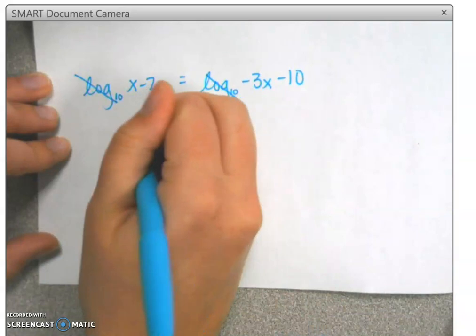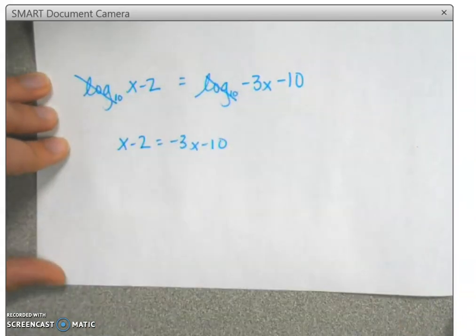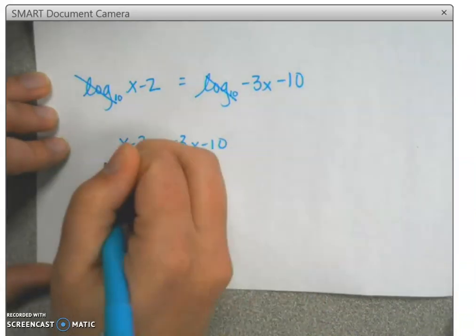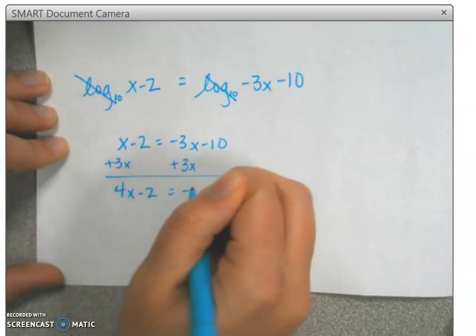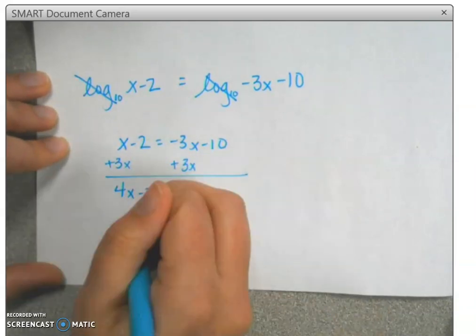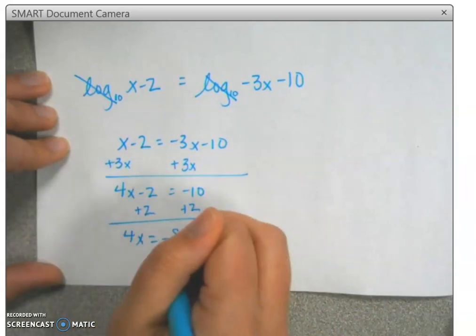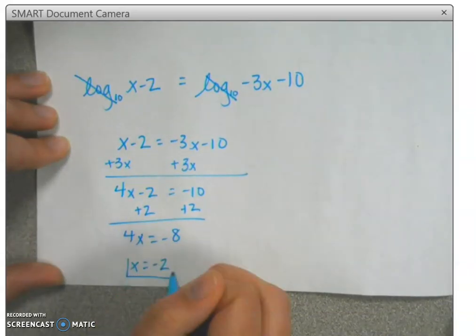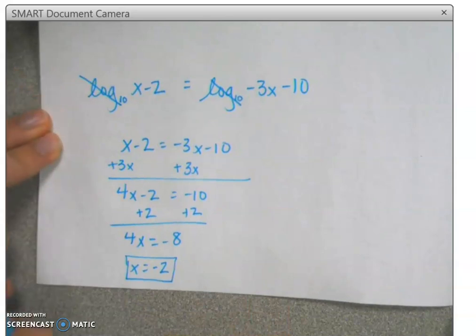I get x minus 2 equals negative 3x minus 10. This just becomes a simple equation. So I'm going to add 3x to the other side. I'm going to add 2. And then when I divide by 4, I get x equals negative 2. So these are the types of problems you're going to see when you work these out, when we go over the classwork.